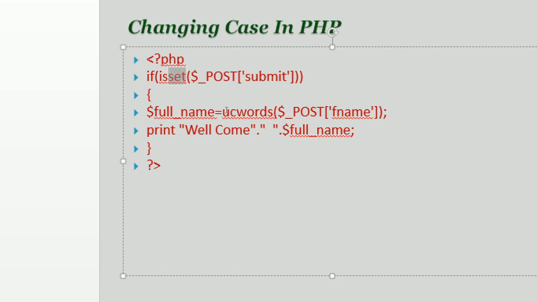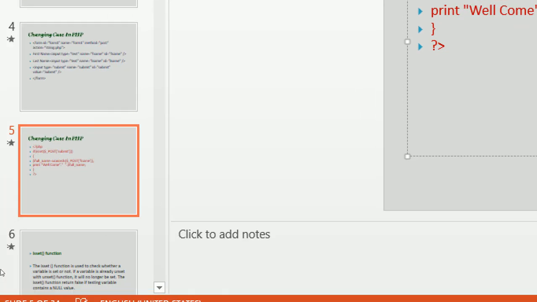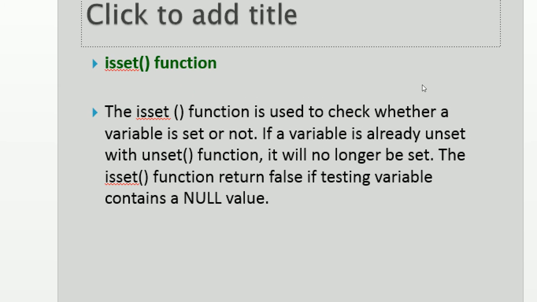Now I use one more function, isSet. What is the working of isSet? Let me show you. So isSet is a function used to check whether the variable is set or not. If a variable is unset with the unset function, it will no longer be set. This will simply check whether there is some value in it or not, whether it is empty. Clear? And UC words will change it to uppercase. And isSet will check whether you pressed the button, and before pressing the button, whether there is something in the text box or not.